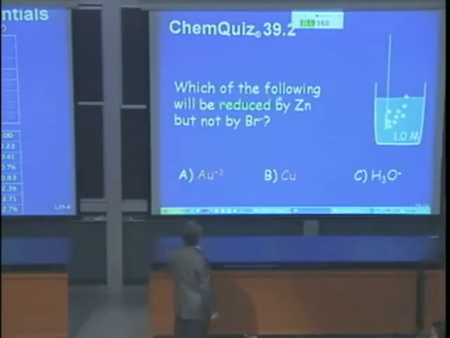So if zinc is reducing, it's got to be oxidized. We're talking now about a reducer. So the reducer got to be oxidized. It oxidizes everything above. No, it reduces everything above.